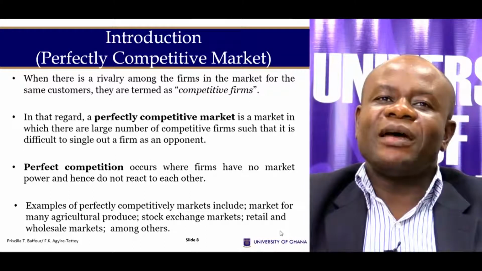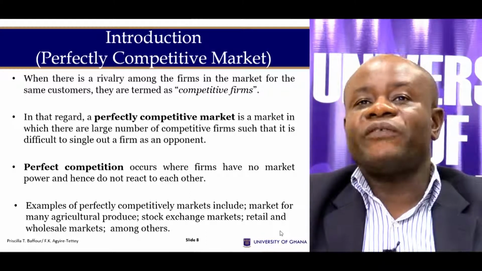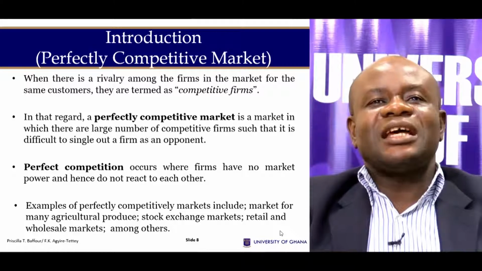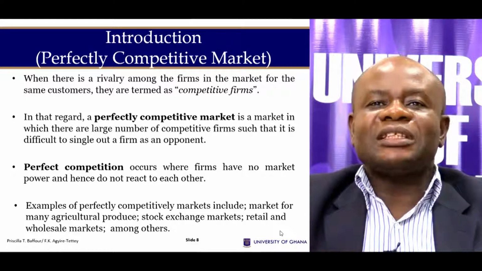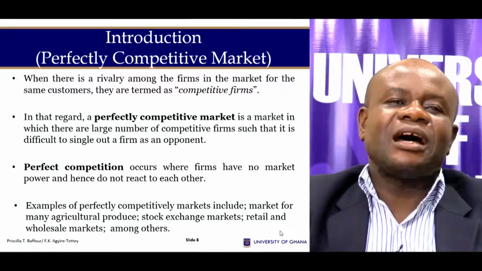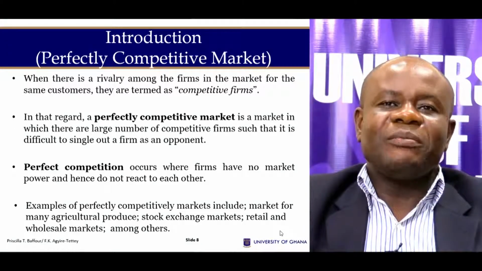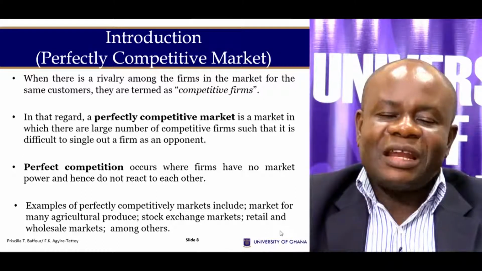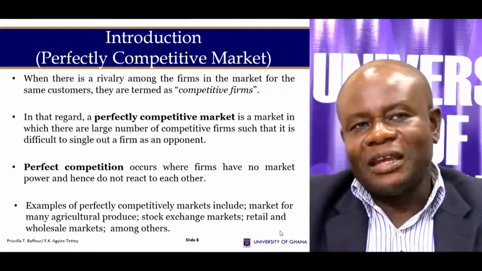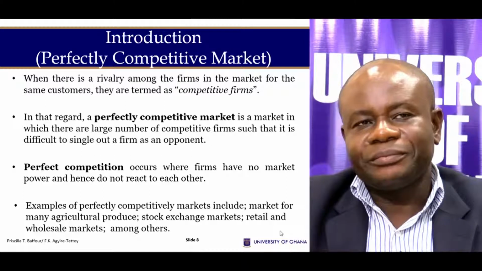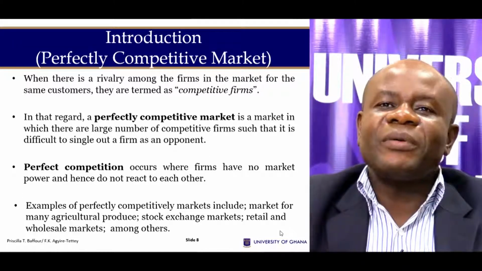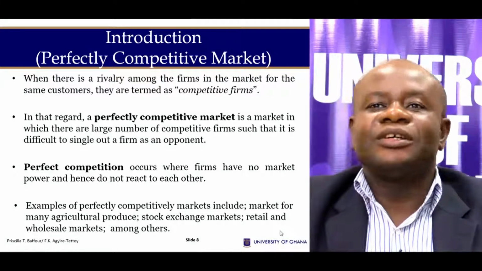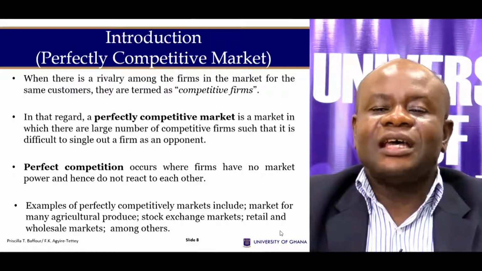And perfect competition occurs where firms have no market power, hence do not react to each other. So even though we are saying that this is a competitive firm, a firm knows that its rival's action cannot affect the market outcome, so it doesn't bother itself. So indirectly, there is virtually no competition in this market. Rather, firms are not going to compete among themselves, but then will compete over output. Examples of perfect competitive markets include the market for agricultural produce, stock exchange markets, retail and wholesale markets, among others.